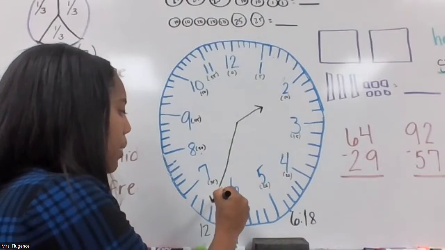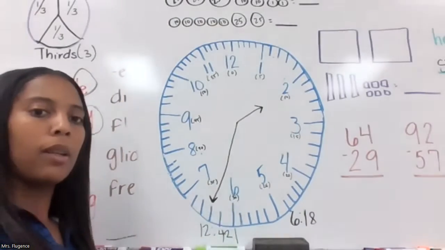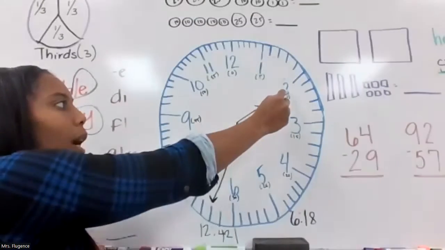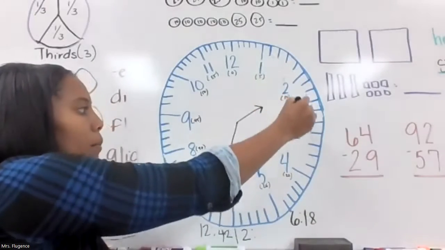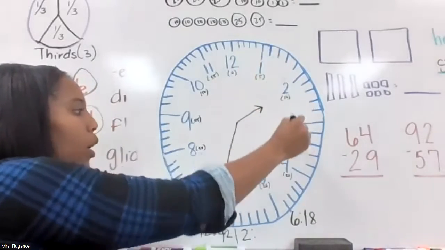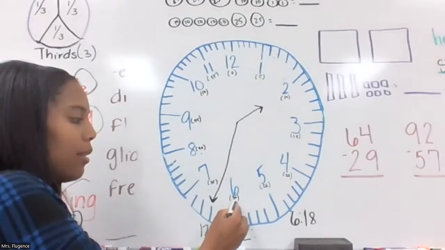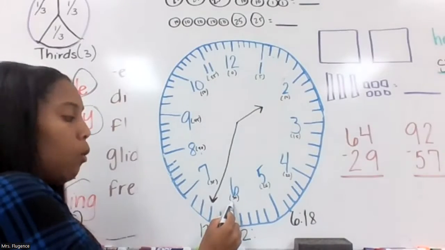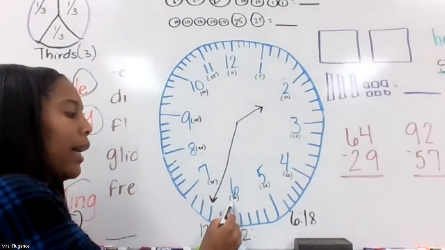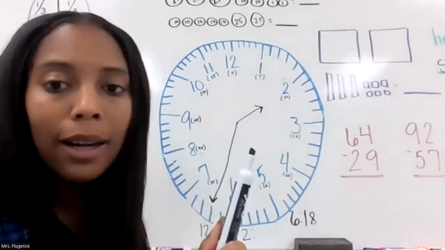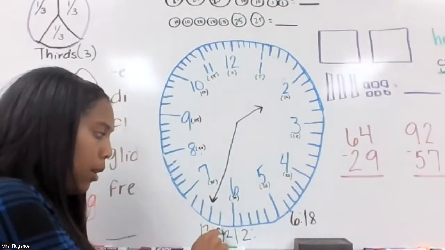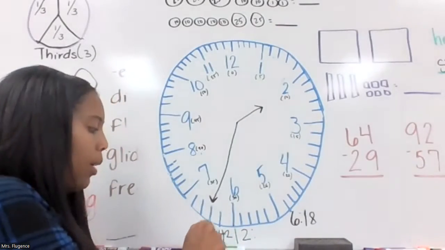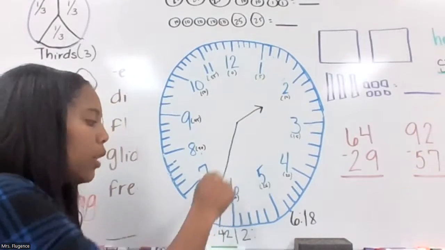All right, look at our minute hand. Look where it is. Okay, so we know the hour is what? 2. Now I need to figure out what my minute is. So we look. What 5 did it just pass? 6. Which would be how many minutes? 30. So now from this 30, I start counting by 1. So 30, 31, 32. What time is it? 2:32.